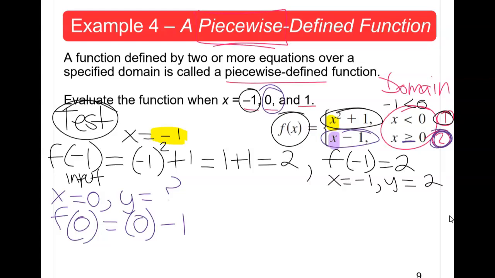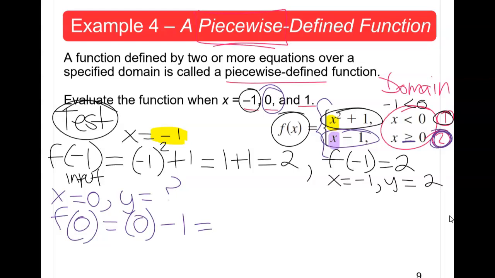So now we're on the second piece, and we can only eat one piece at a time. Sorry, I was thinking about a cake. We can only use one piece at a time. Think about you eating a cake. You can only eat one piece at a time, because if we were to use both cases, then we will get two different values. And remember, for each x, there can only exist one y. So don't ever substitute on both cases, only one.